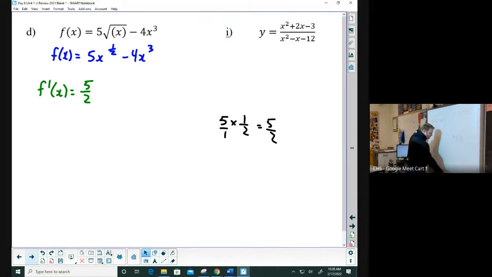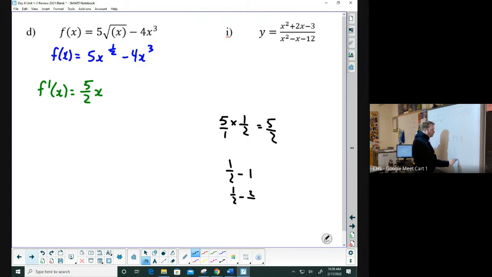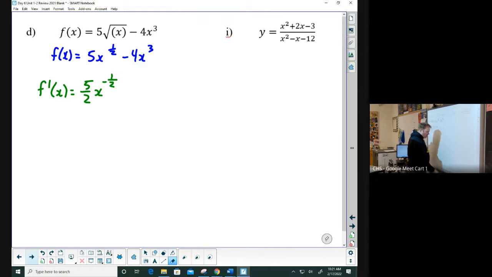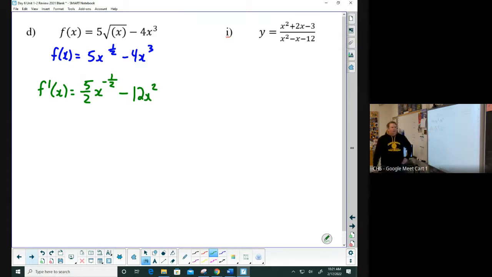Next, x to the 1/2 minus 1. Well, we've done this a number of times. We actually already did it in the review. It's 1/2 minus 1, which is 1/2 minus 2 over 2, which is negative 1/2. You've probably done enough of these to remember that 1/2 minus 1 is just negative 1/2. And then the second part of this function is minus, and I differentiate that as an old school 12x squared. Just bring the 3 down, multiply by the negative 4, and do 1 less.